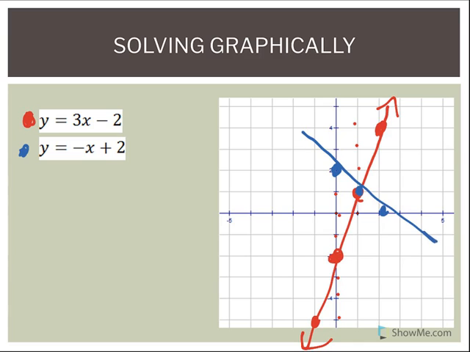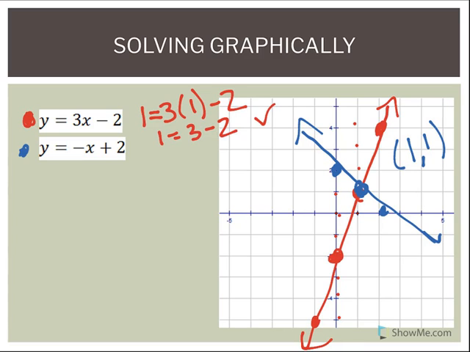And you can already see that my lines are crossing. It looks like it's at the point 1, 1. Okay? So it's always a good idea to go back and plug those in. If I plug in 1, 1 to my first one, I would get 1 equals 3 times 1 minus 2. Well, this would be 3 minus 2, which is 1, so that one works. My other one, if I plug in 1, 1: 1 equals negative 1 plus 2. 1 equals 1. Sure enough, that's our solution.